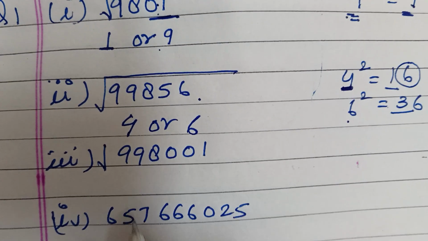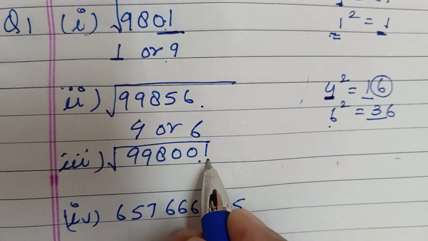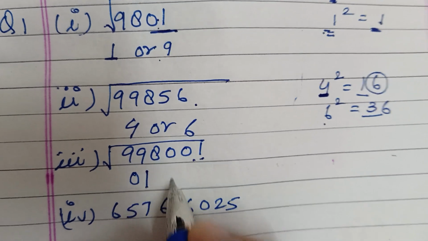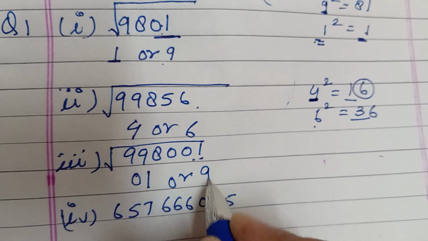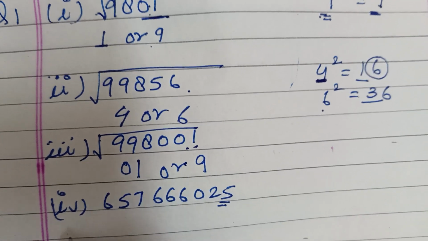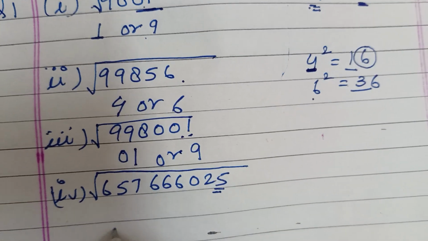Now similarly, in the square root of this number, here the last digit is 1, so it will be 1 or 9. Here the last digit is 5, so in the square root of this number, the ones digit will be 5.